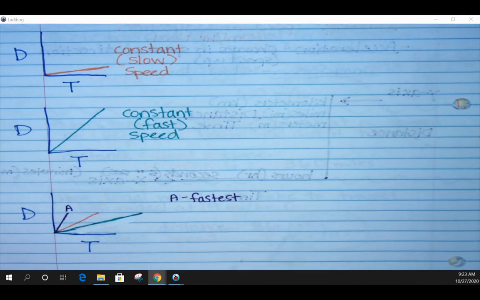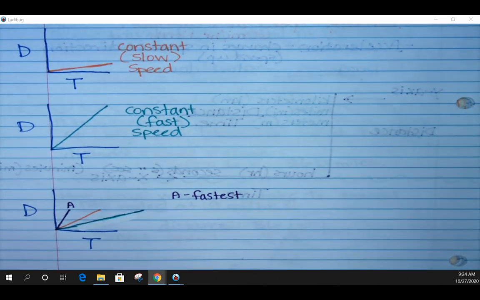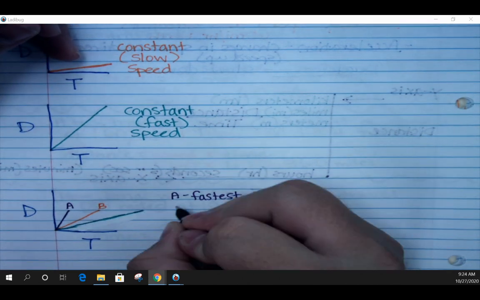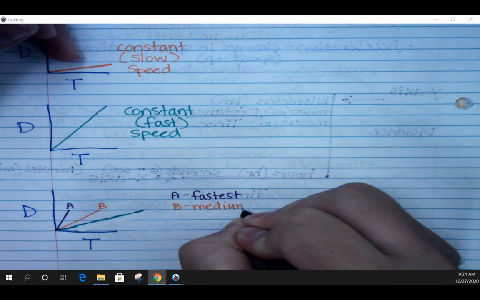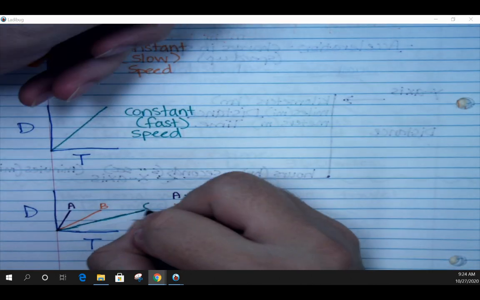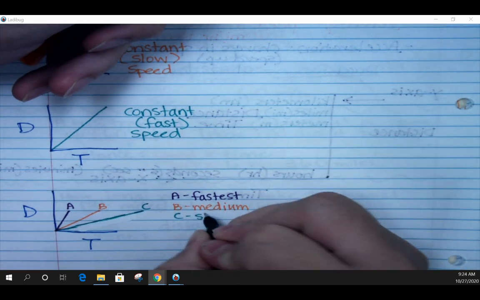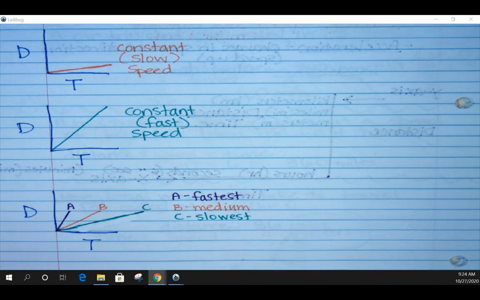Now the orange line's longer, but that's because it took it a longer amount of time to get to the same distance, didn't it? We'll call that line B. And the green line, line C, is the slowest one. You got it?